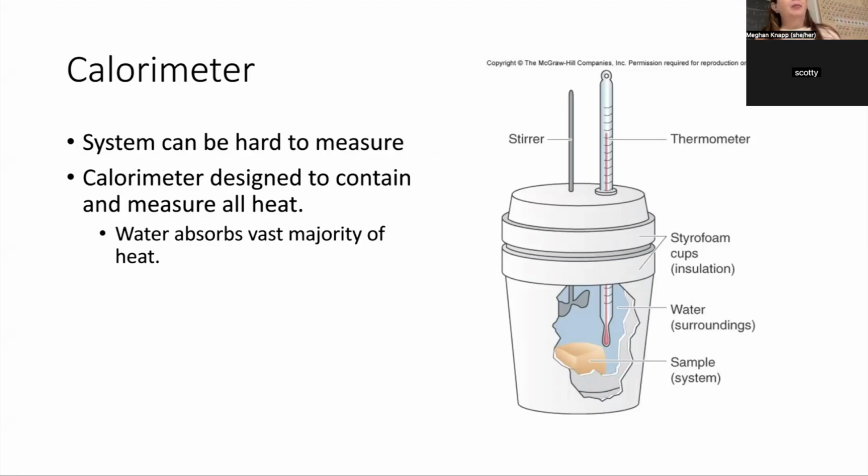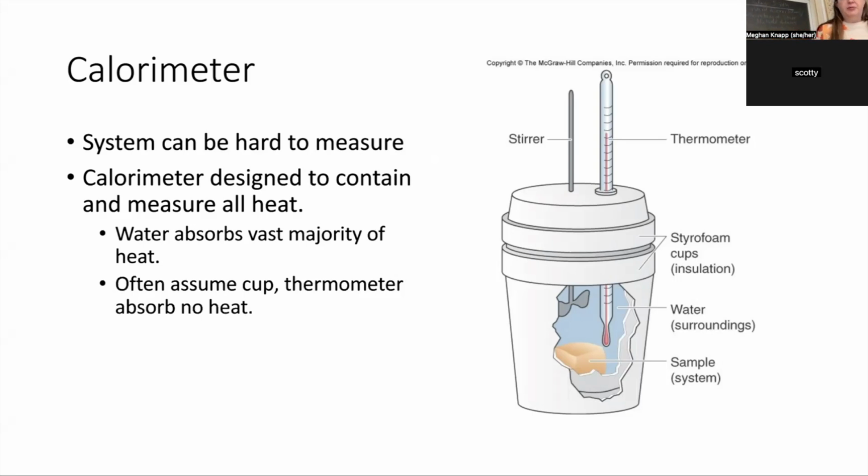So in lab, you're going to account for this absorption. That's going to be the heat capacity of the calorimeter. In class, we're just going to assume it's 0. So here where it says we often assume the cup, the thermometer, et cetera, don't absorb the heat, that's what we'll do in class. It'll be this perfect ideal world.